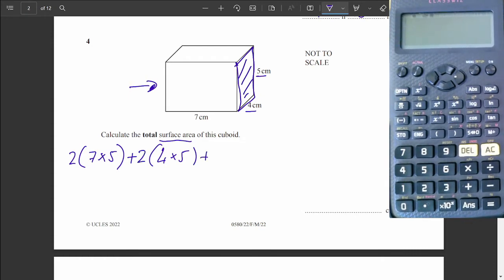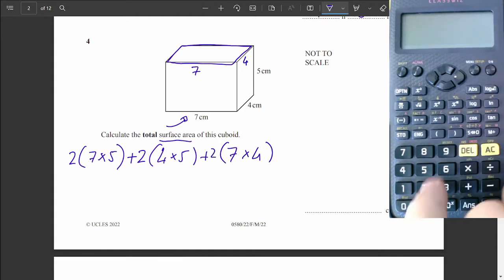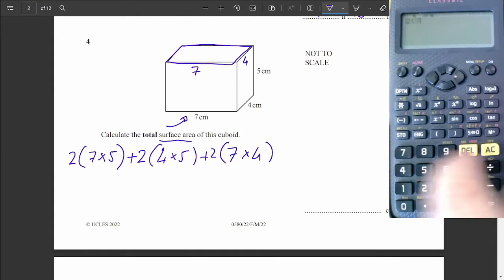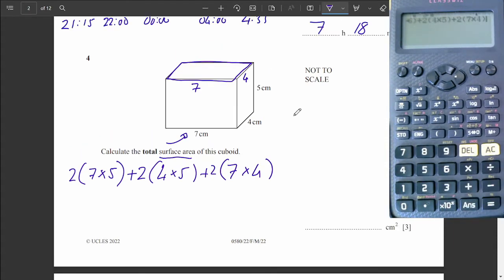Last, we have the top face. There it is. It's got a length of 7 and a width of 4, so that will be 7 times 4. And of course, the bottom face is the same as the top, so we double that. And that's what we can hammer in our calculator to save time. And then it's always good to double check your answer. Do it twice, because it's very easy to press the wrong button and get the wrong answer. The correct answer here being 166.